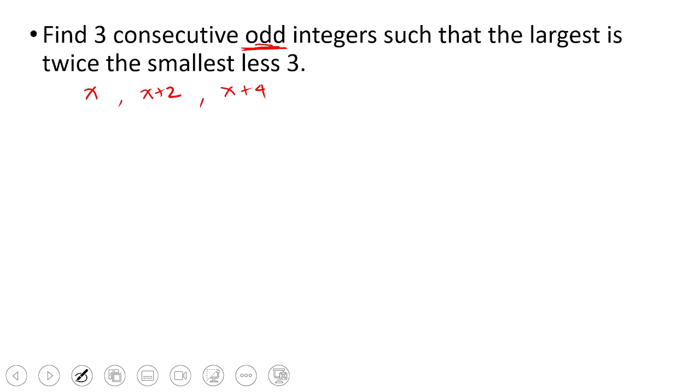And then it now gives the condition. The largest is, so this one again implicitly you have there is equal to. So the largest, of course, the largest number here is x plus 4. So the largest is equal to twice the smallest less 3. So that's twice the smallest. So your smallest here is x, less 3. So this is our equation: x plus 4 is equal to 2x minus 3.